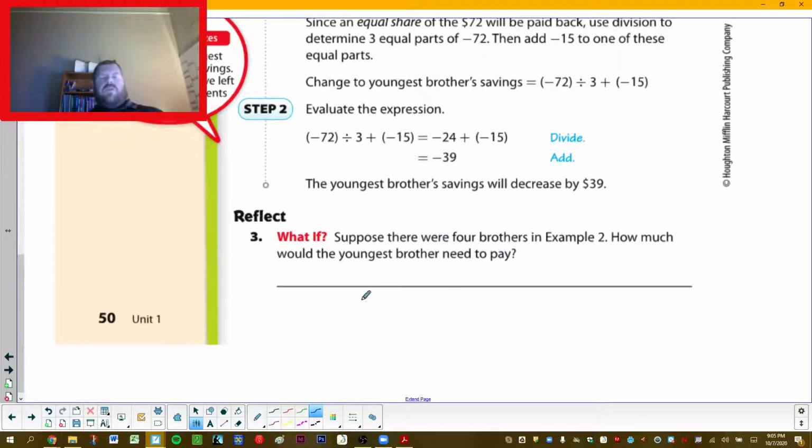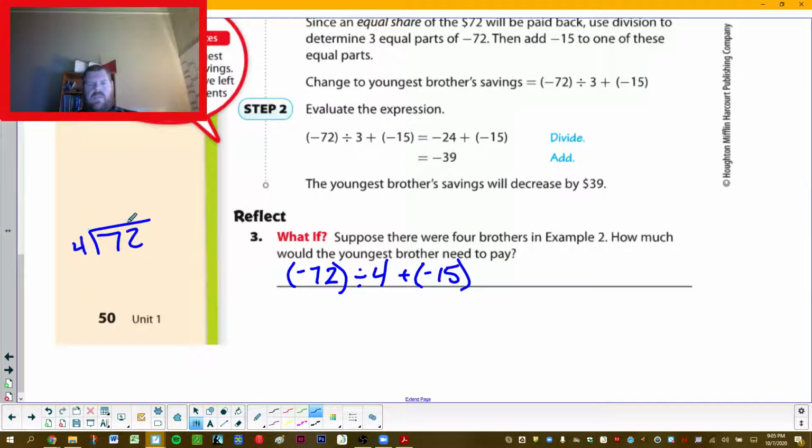Suppose there were 4 brothers in example 2. How much would the youngest brother need to pay? So this problem changes a little bit in that we take our negative 72 and we divide it by 4. And then we still have to deal with the $15 extra. 72 divided by 4 could take a little work. Take it off to the side and do it the old school way. That's 1, gives us 4, subtracting 3, 32, that's 8, so that's $18.